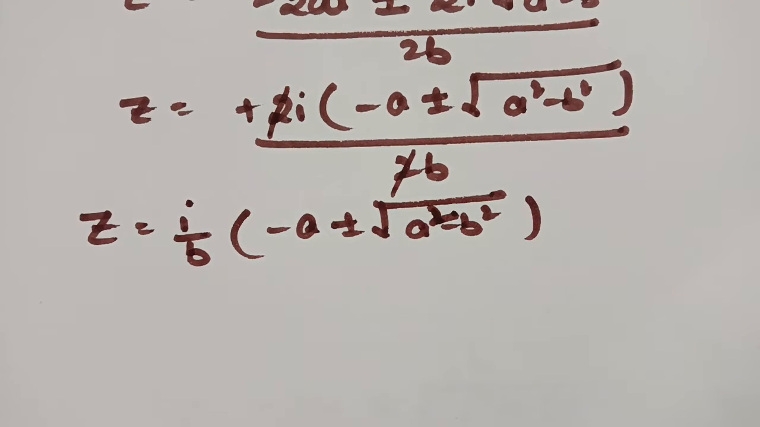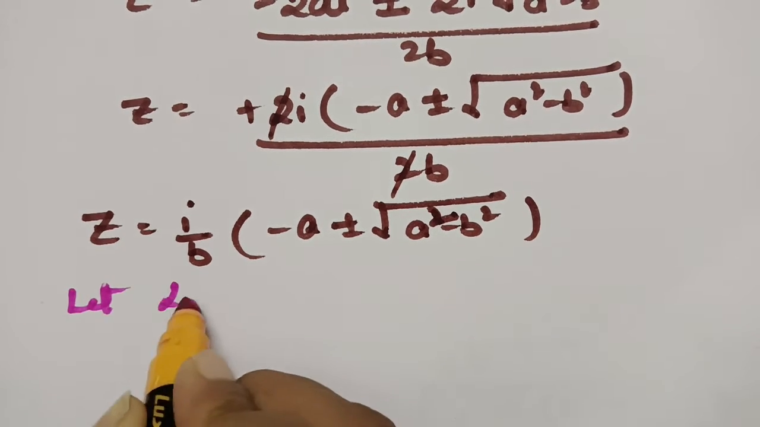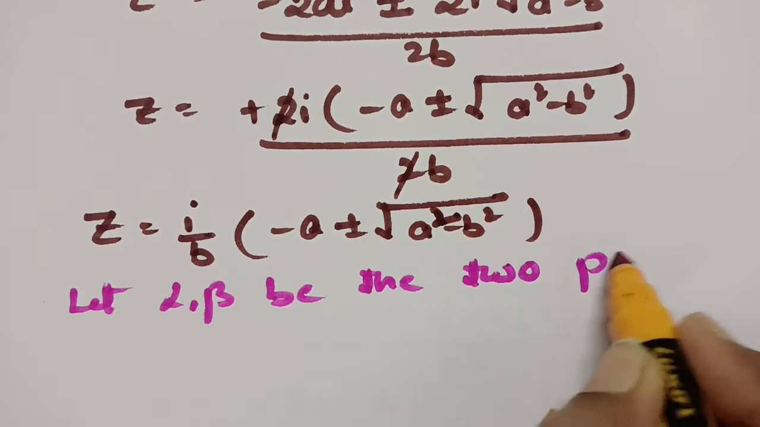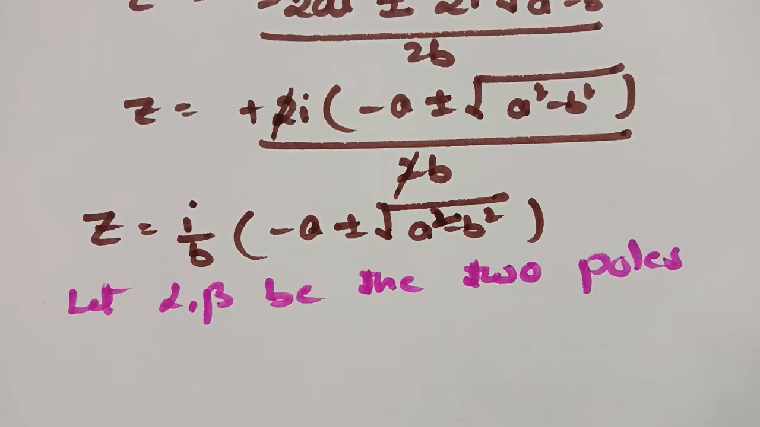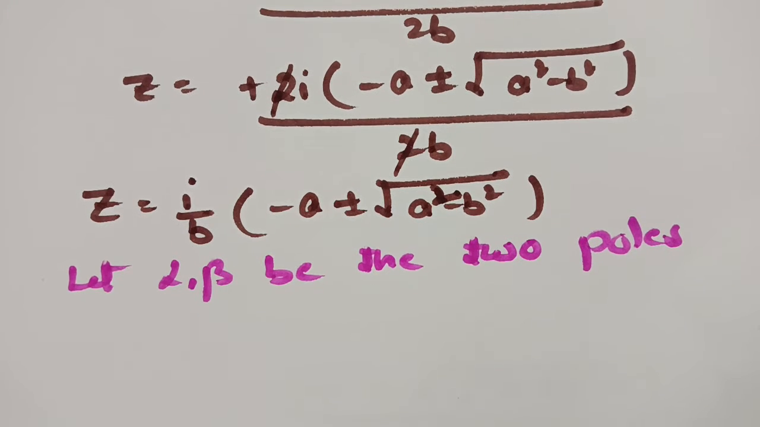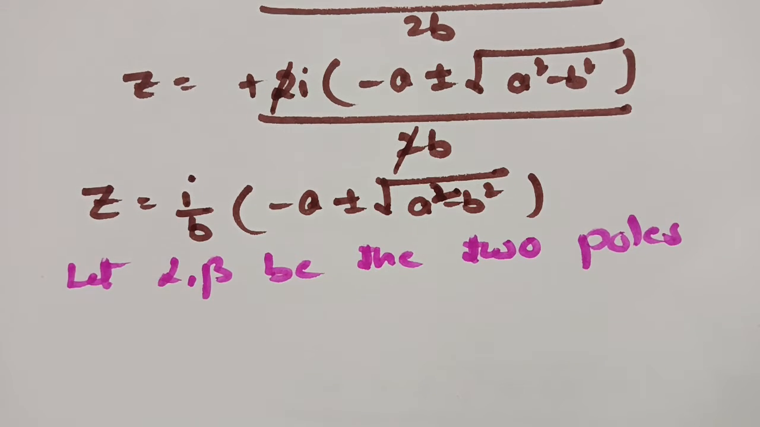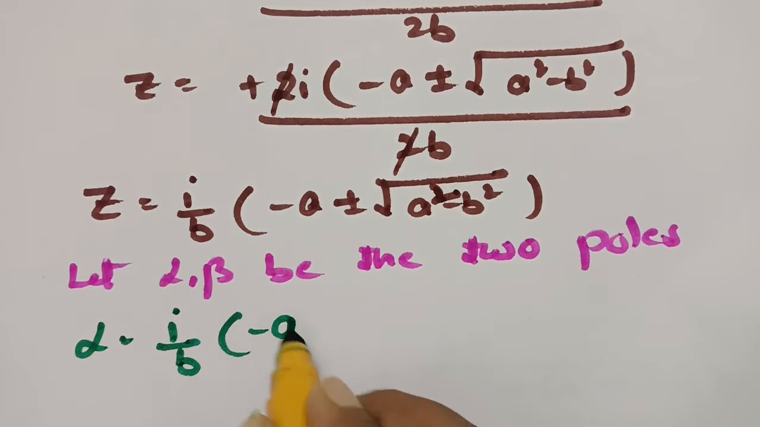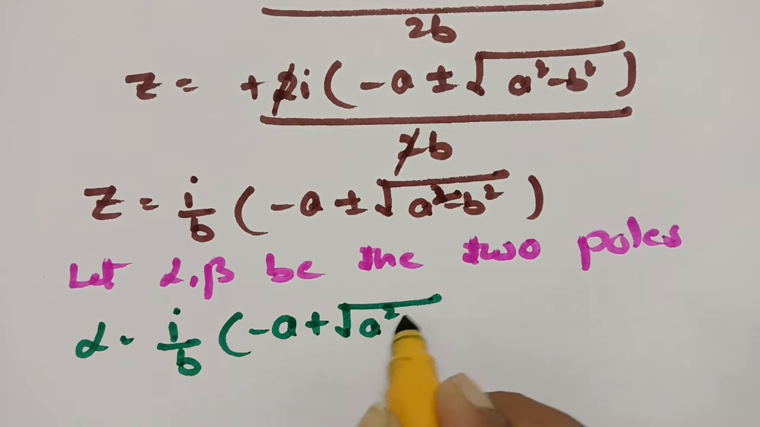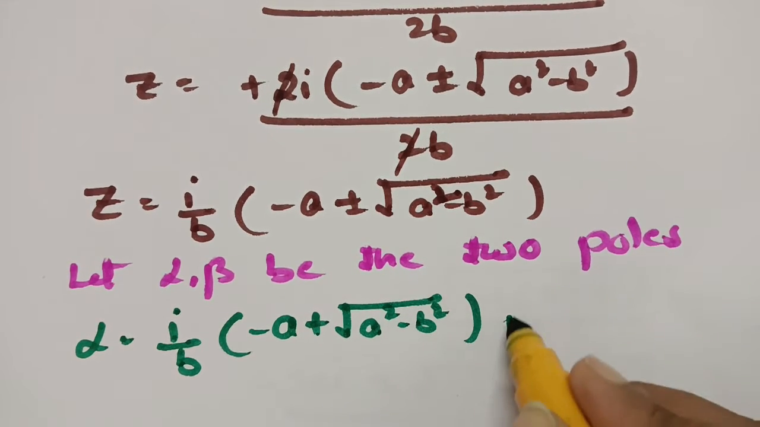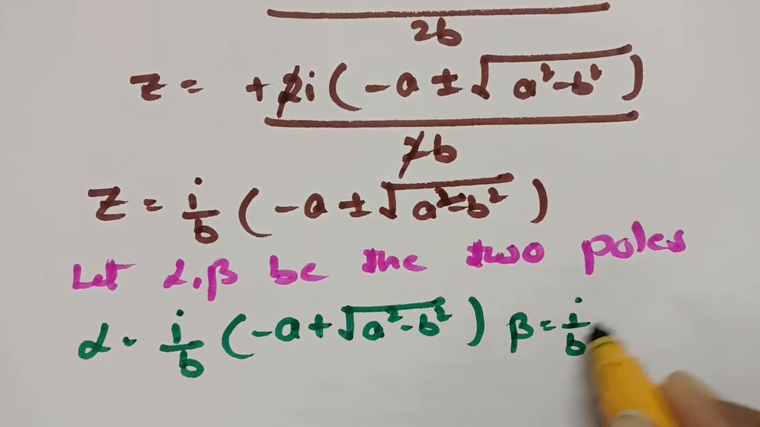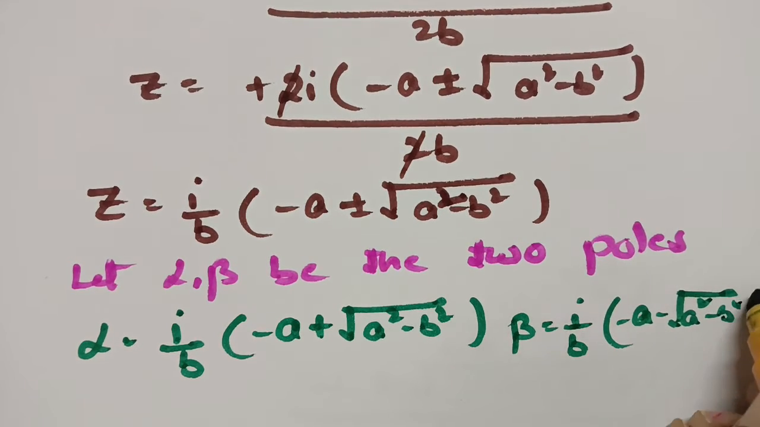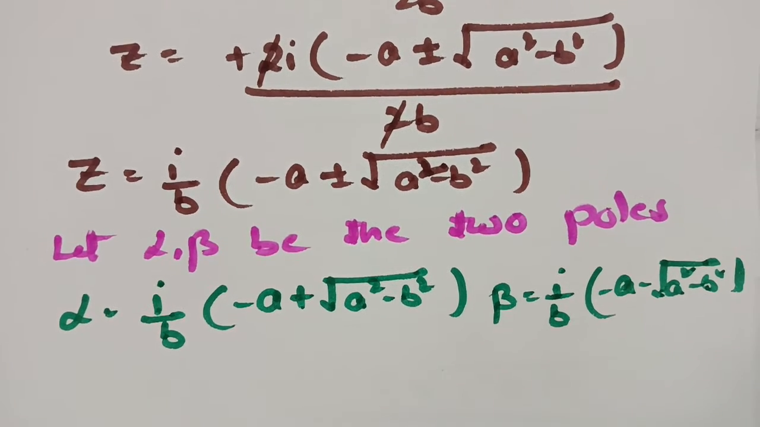Let alpha and beta be the two poles. So the alpha value is equal to (i/b)(−a + √(a² − b²)), and the beta value is nothing but (i/b)(−a − √(a² − b²)). Clear? These two are the roots.